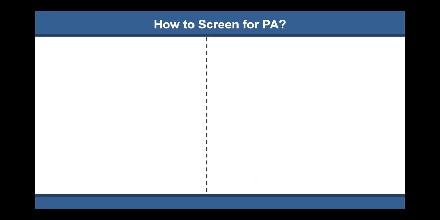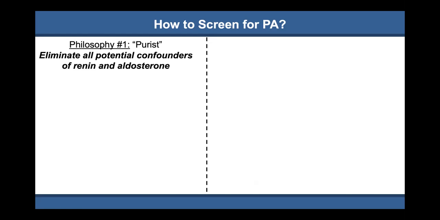So I'm going to present to you two philosophies just to show you the different approaches that many individuals across the world take. Philosophy one towards diagnosis is what I refer to as the purist philosophy. The purist clinician wants to eliminate all potential confounders of renin and aldosterone. So they want to eliminate factors that might raise renin, lower aldosterone, and or lower the aldosterone to renin ratio.